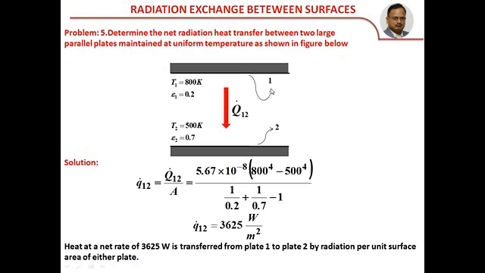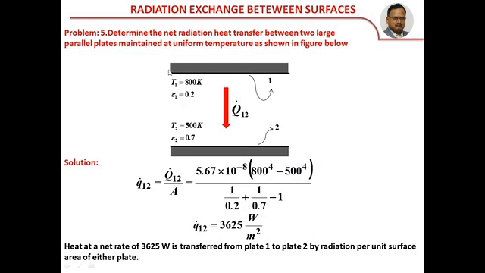Take a simple problem like this. Determine the net radiation heat transfer between two large parallel plates maintained at uniform temperatures as shown here. See, both plates are given some emissivities, epsilon 1 0.2, epsilon 2 0.7. So they are not black bodies. So they offer surface resistance. Each one offers surface resistance.